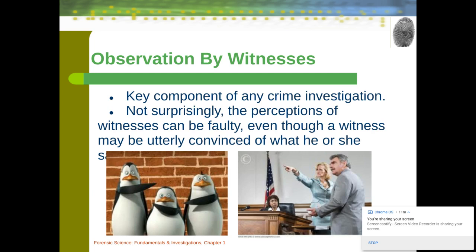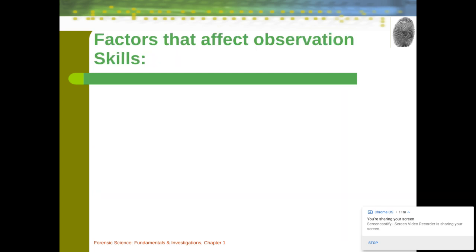So witnesses are key to any crime investigation. If you have a witness, by all means, you want to interview them, right? But because our brains kind of fill in blanks for us, witnesses can't always be trusted to have remembered everything correctly. They could be right or they could be wrong, or it could be a mixture. So, how we deal with witnesses is really, really important.